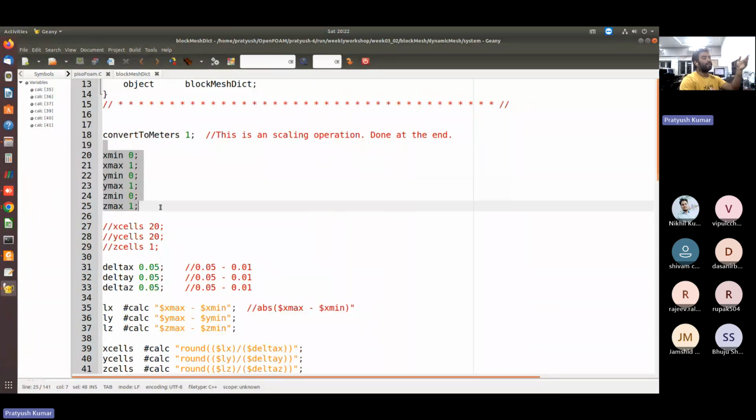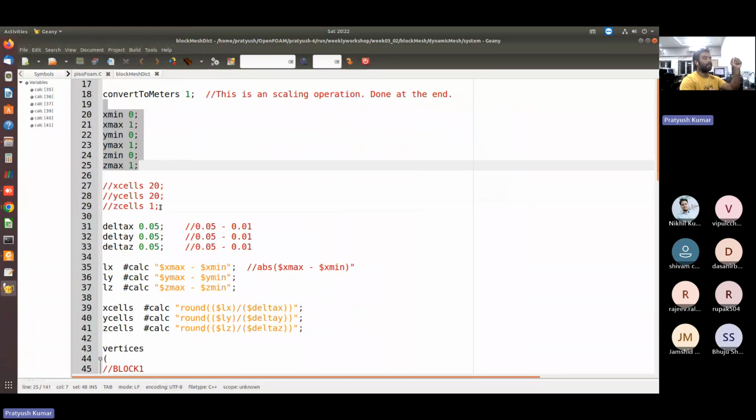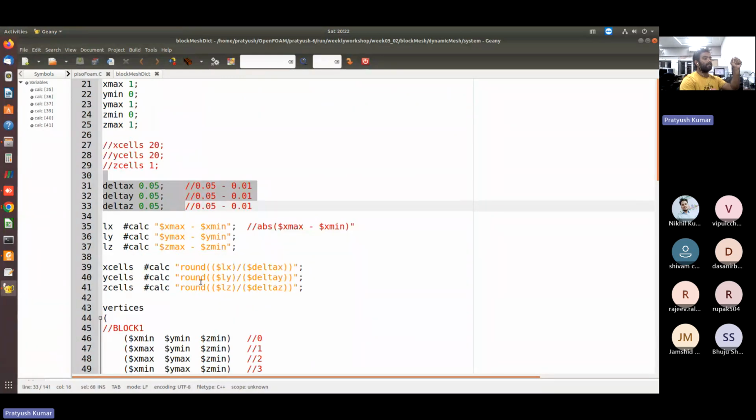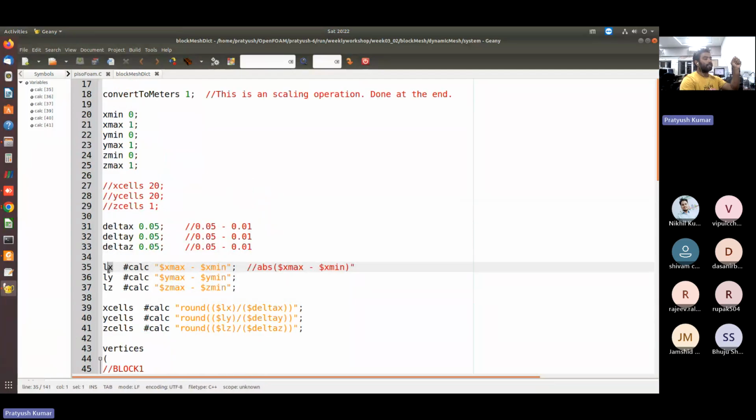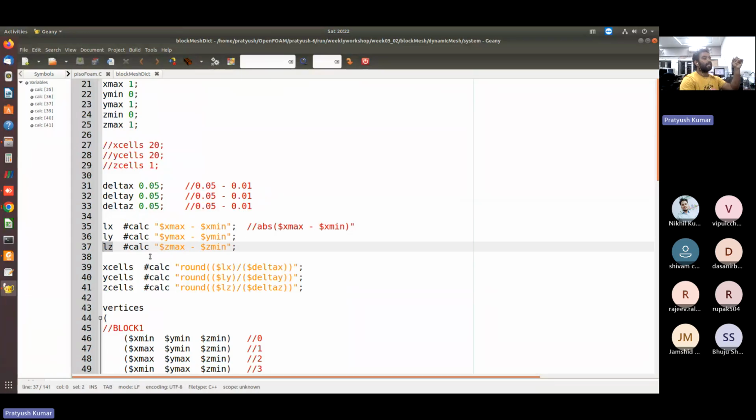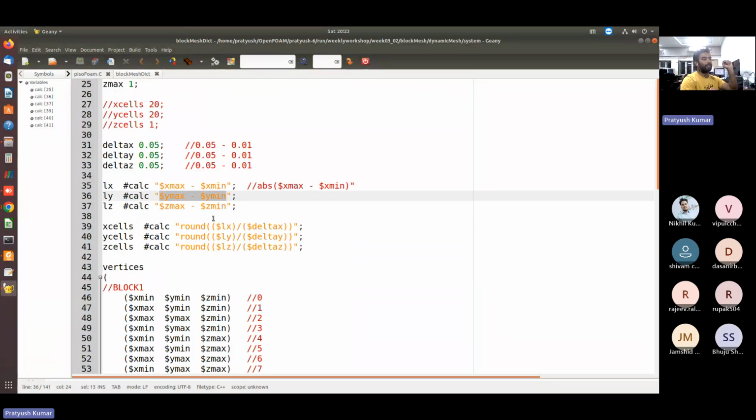This is the way of defining different dimensions or variables. This is the delta x that is going to be used for creating the different cells. Suppose you want to find the length in the x direction, the length in the y direction, and the length in the z direction. This way you can also use a calculator kind of syntax in OpenFOAM. Whatever expression you want to calculate, you have to put a semicolon. This way you can calculate the length in the y direction, and this way the z direction.